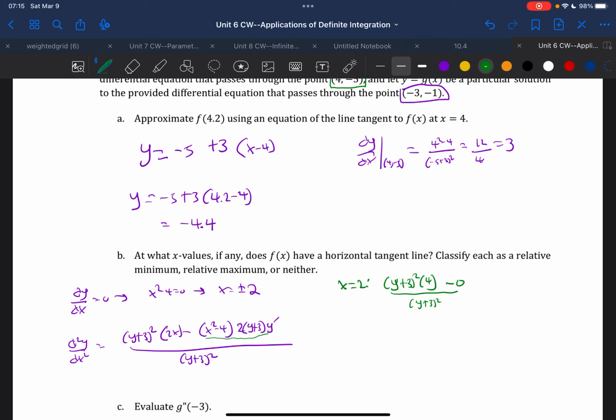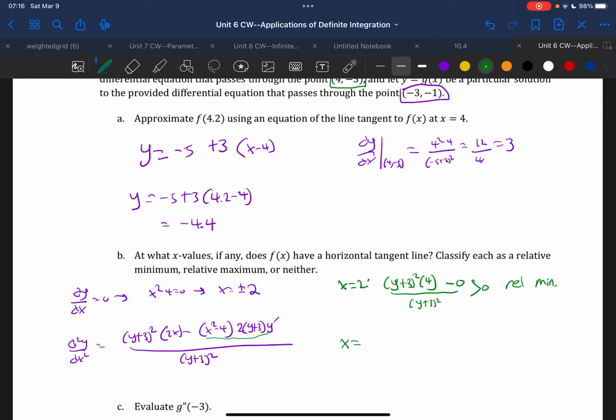Remember, y plus 3 squared is positive. And same thing in that denominator. Y plus 3 squared is positive times 4 positive. So this is going to be greater than 0. So it's a rel min.